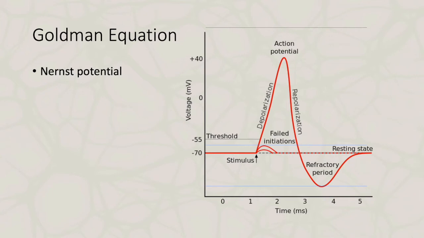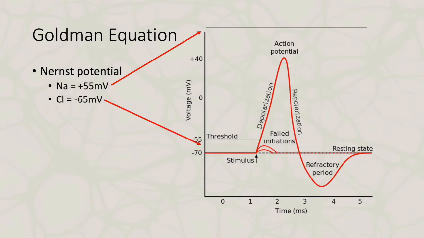And so the ions that are used in the calculation of the Goldman equation are going to be sodium, for which the Nernst potential is positive 55 millivolts. For chloride, it's around negative 65 millivolts, and for potassium, it's around negative 90 millivolts. This is important to understand as we look at the mechanism of actions of the antiepileptic drugs.